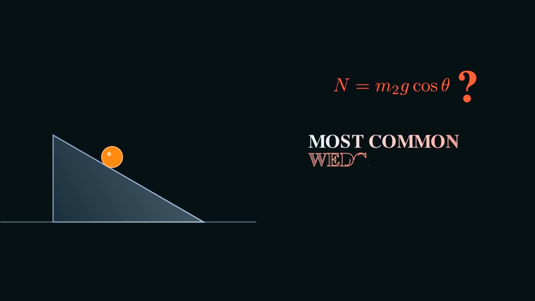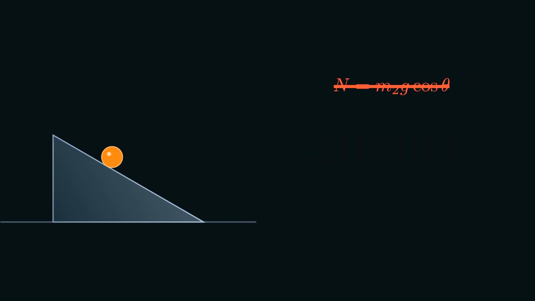Hello friends. Come, let's look at the wedge block problem, the one where even the sharp students slip. They confidently write N equals m2g cos theta. And, stop right there. Because that, my friend, is the trap.